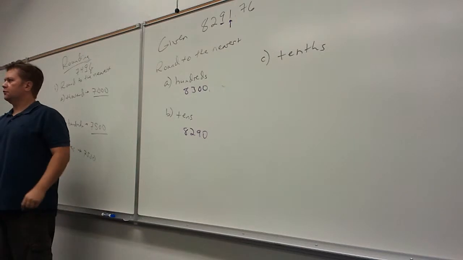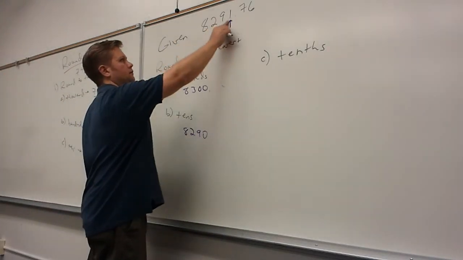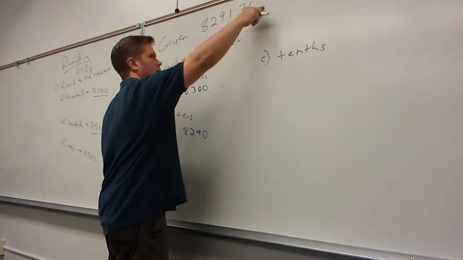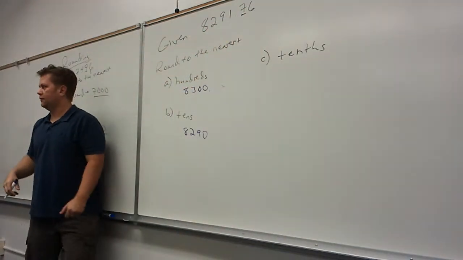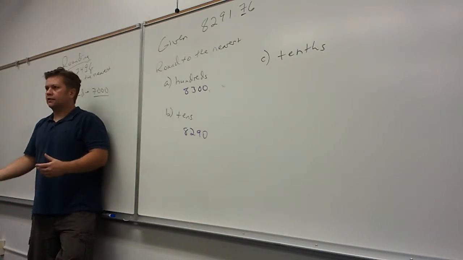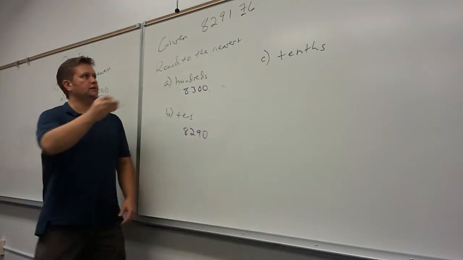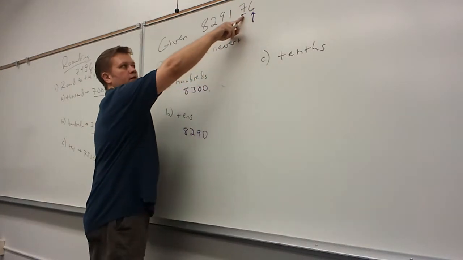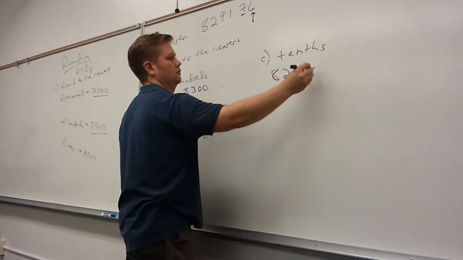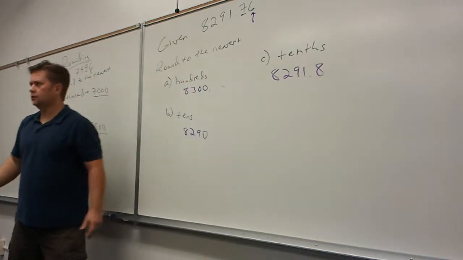Now, here's where it gets interesting. What's in the tenths place? 7. I love it because it's tenths, hundredths, thousandths. And again, you look at the next number. The next number is 6. So that means that 7 has got to go to 8. So 8291.8. I love it. Sweet.